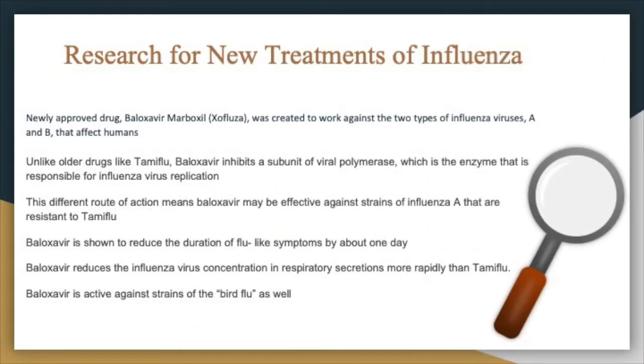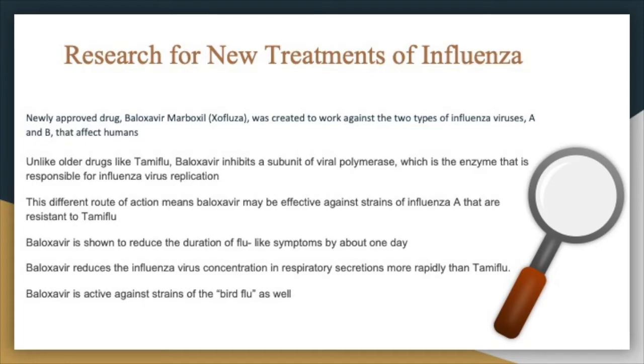There has been research for new treatments of influenza, specifically Baloxavir Marboxil, that was newly approved in October of 2018 by the FDA, and it was created to work against the 2 types of influenza viruses, A and B, that affect humans. Unlike older drugs like Tamiflu that just inhibit the virus by blocking a viral enzyme known as neuraminidase, which interferes with the virus's ability to spread within the body, Baloxavir inhibits a subunit of viral polymerase, which is an enzyme that is responsible for the influenza viral replication.